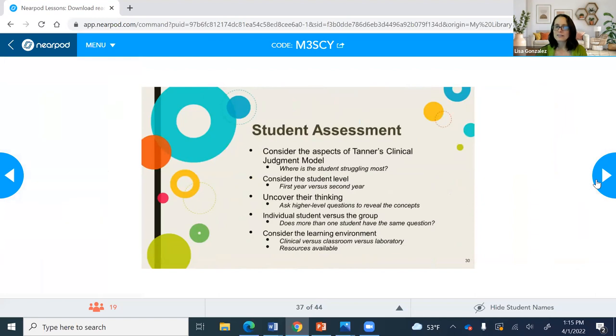All right, so other things to consider is, where's your student struggling most with those aspects? Consider the level of the student, first year versus second year. Maybe you want to simplify it a little bit for those earlier students. Also, when you're using the concept map, ask them high level questions to reveal more concepts. Have them dive in a little bit deeper.